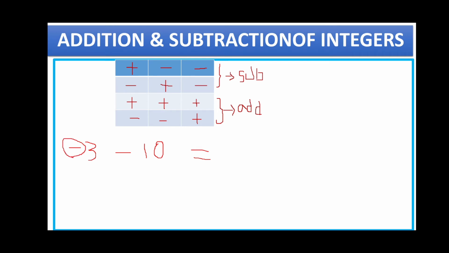Always the first thing you have to remember is to check the signs of the integers. Here the signs of the integers are the same. If the signs are the same, what do we have to do? Do we have to do subtraction or addition? Addition. So 3 plus 10 gives 13. And what sign do we have to assign for the value? Yes, we have to assign the negative sign, because both integers have the negative sign. So minus 13 is our answer. Now let us check with one more example.